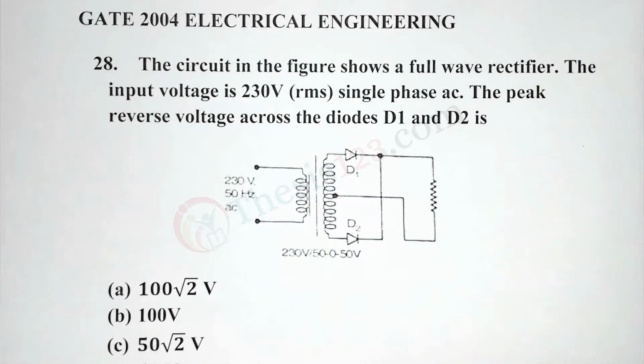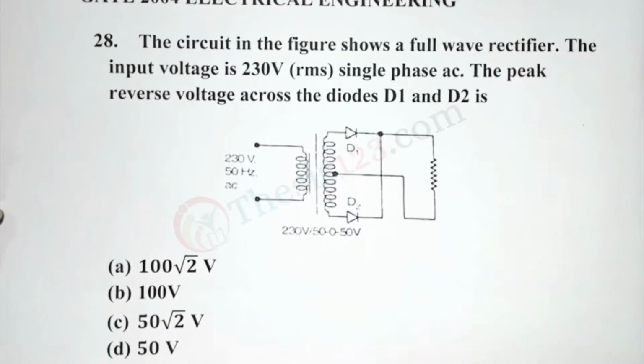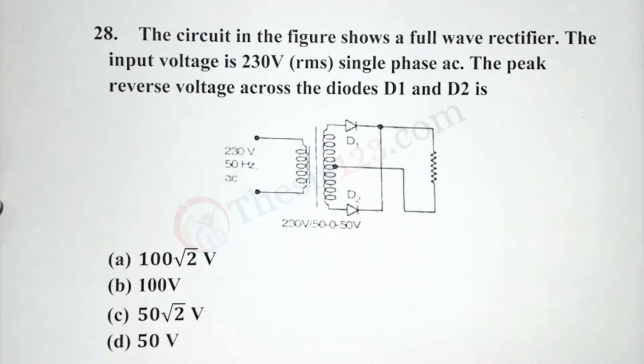Here's the next question, number 28. The circuit in the figure shows a full wave rectifier. The input voltage is 230 volts RMS single phase AC. The peak reverse voltage across the diodes D1 and D2 is. Now the four options say A) 100 root 2, B) 100 volts, C) 50 root 2 and D) 50 volts.